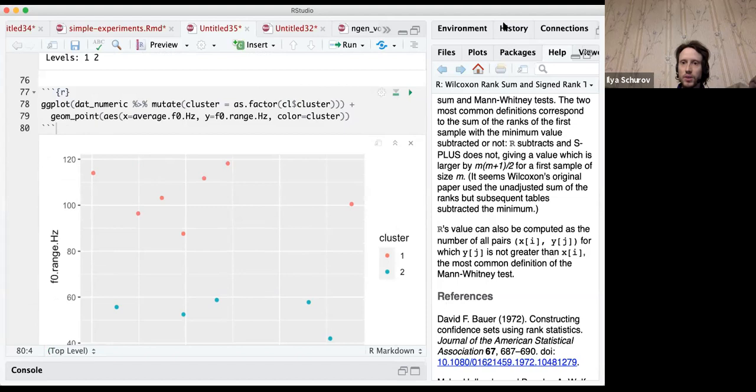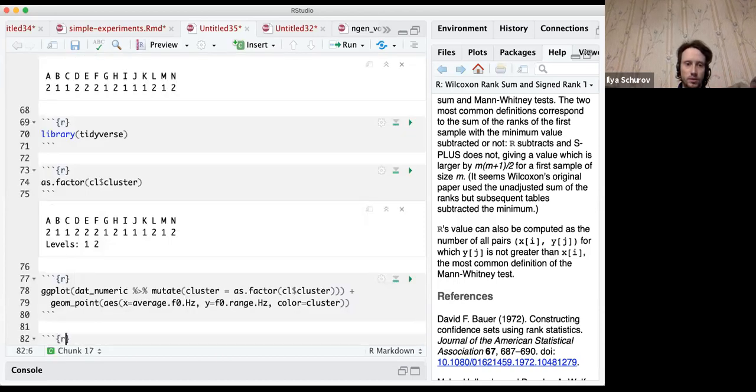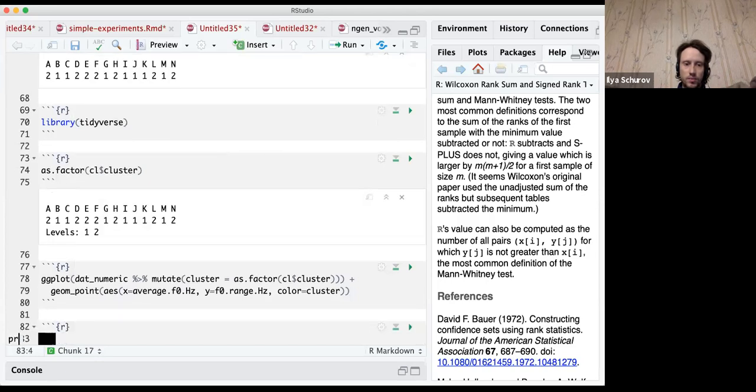Okay, actually we can plot another picture. Let me assume that I want to plot this picture, but not use these coordinates, but instead use coordinates that are obtained with principal component analysis. So I want to reduce dimensionality of my data and put it in this way. So I can do it. I need prcomp. Again, I will use the same data numeric.